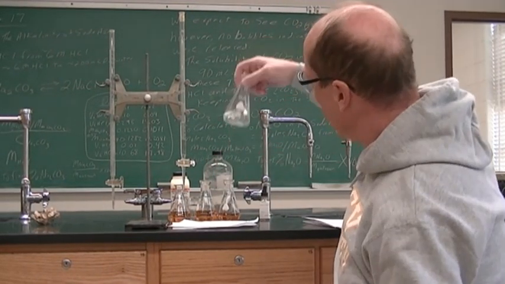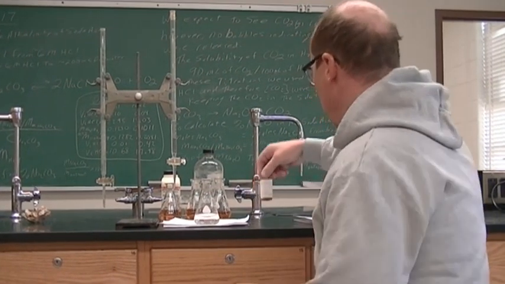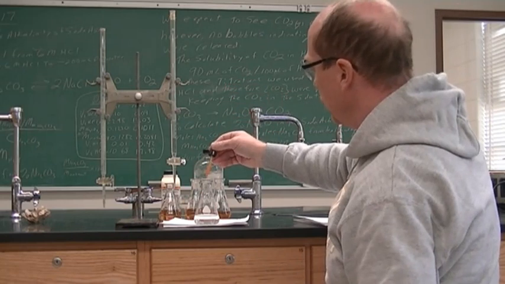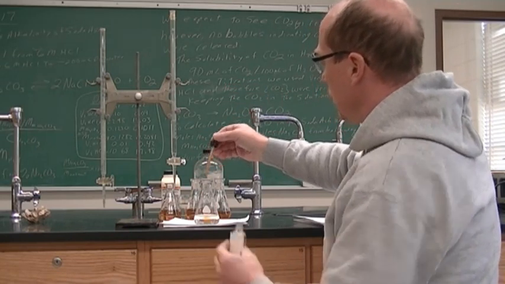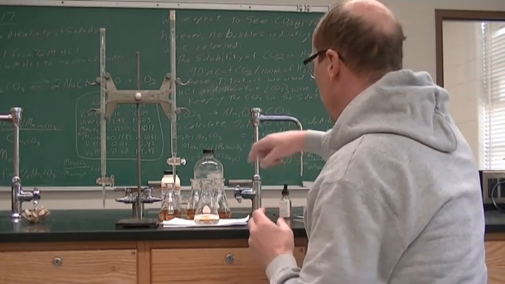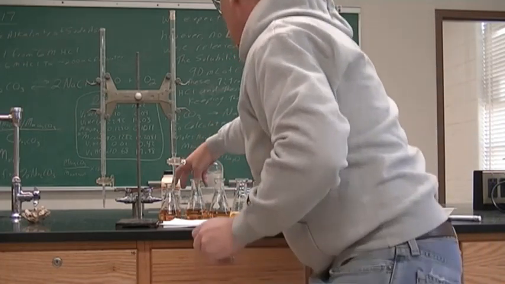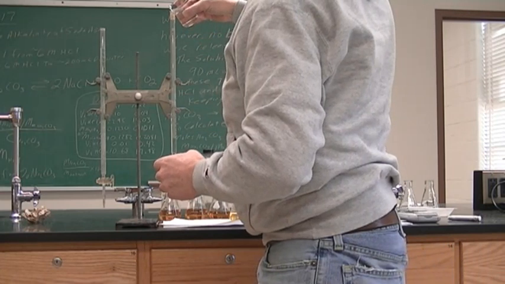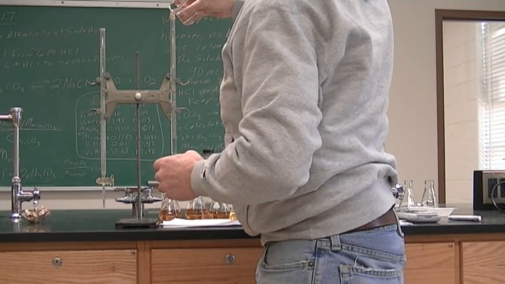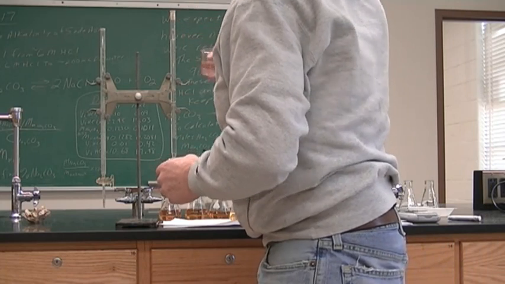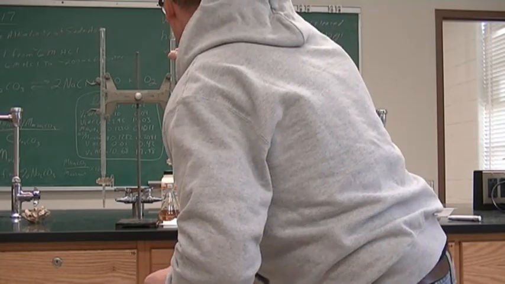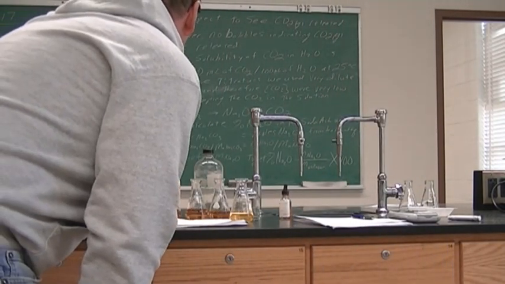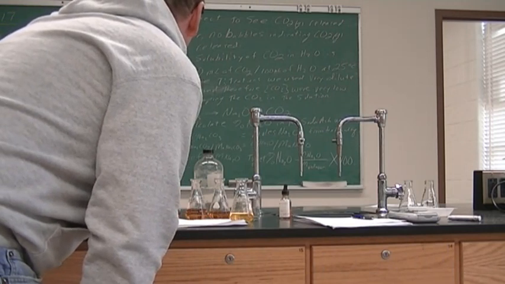Alright, so we have dissolved our unknown soda ash, and now we add the 4 drops of methyl orange. And then it's going to have our yellow color, that's going to go to this orangish color. We need to fill up our HCl burette. Alright, and so the initial reading is 0.18.